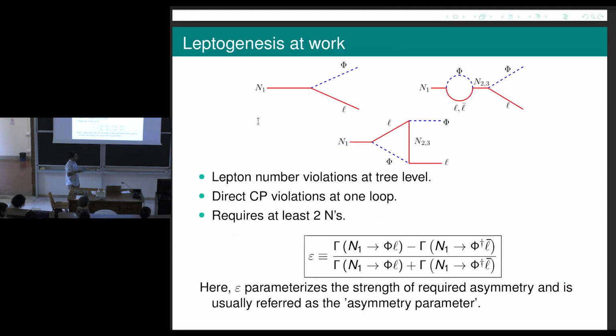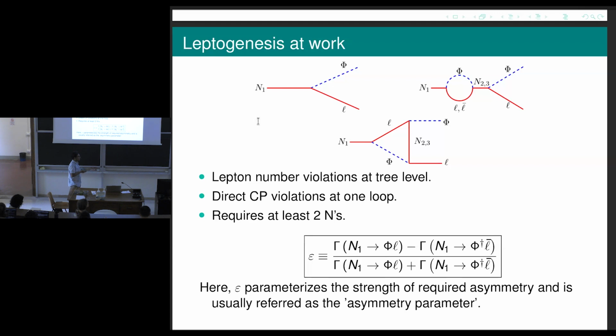For leptogenesis to work, we have the decay of the leptons, a lepton number violating process, with the interference of the tree and loop level processes. We need at least two heavy neutrinos, and we can express the asymmetry parameter as the difference of the decays over the total decay. It is the strength of the required asymmetry, and is usually referred to as the asymmetry parameter.